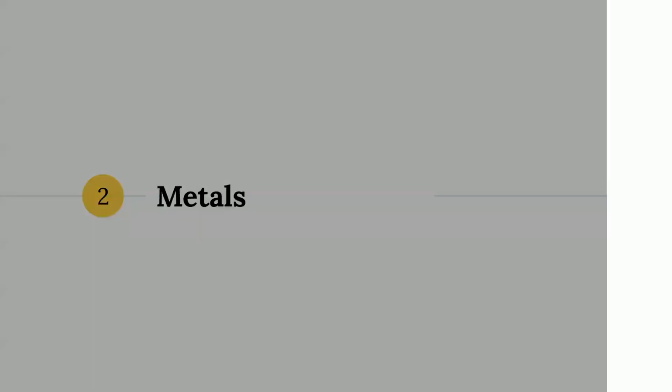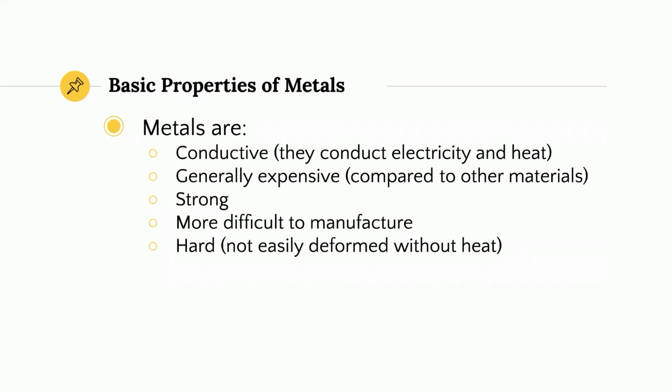First, we'll go over metals. The basic properties of metals are they are conductive, which means that electricity and heat can flow through them easily. This is important because we might accidentally short circuit robots using conductive materials. They are also generally expensive. This is compared to the other materials we'll list here.